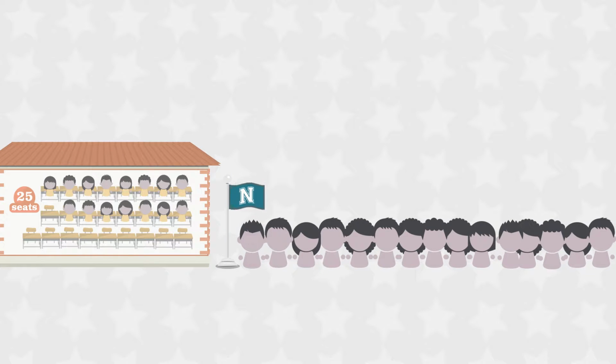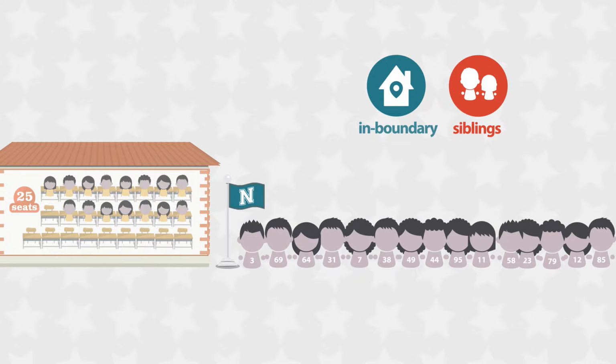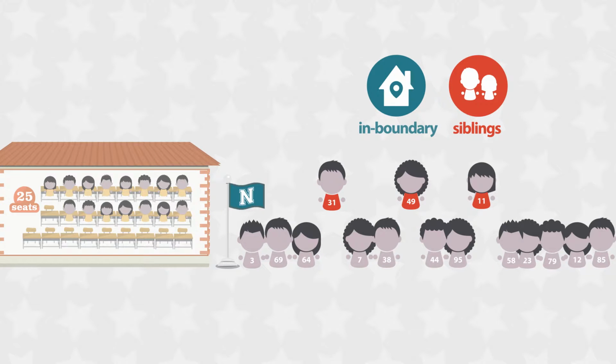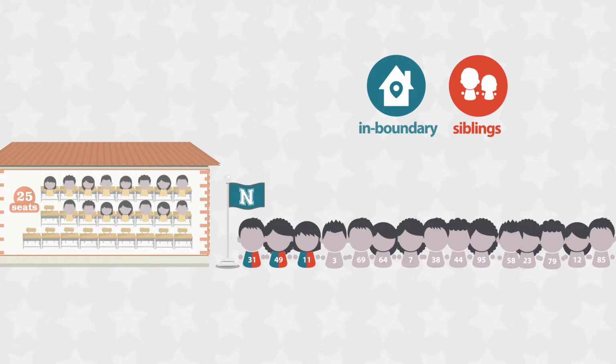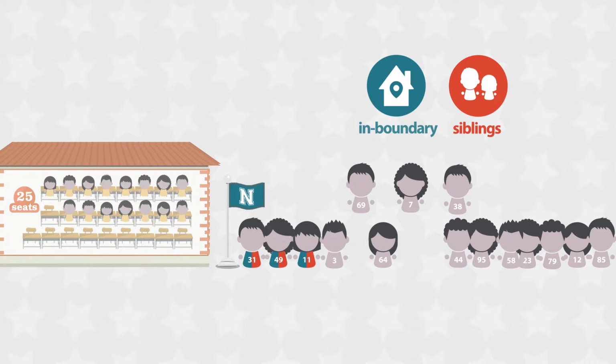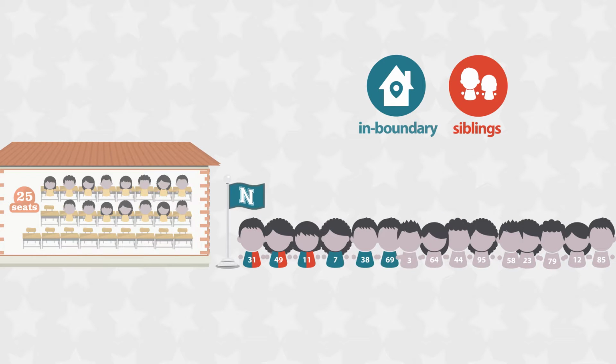We start by giving each applicant a random lottery number. Next, we group the applicants by Nat's School's lottery preference group. These 3 applicants are siblings of current students at Nat's School who also happen to live in the school's boundary, so they are in the first priority group. These 3 applicants do not have siblings attending Nat's School, but they do live in the school's boundary. They are in the second priority group.